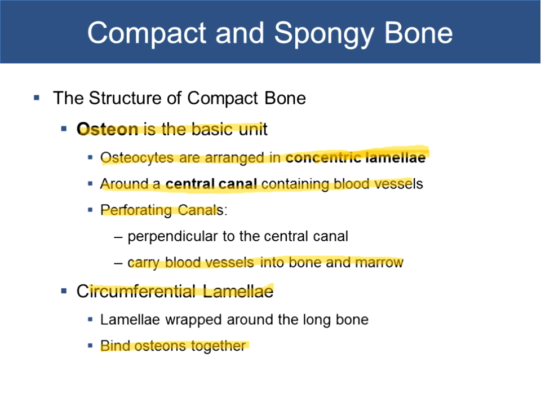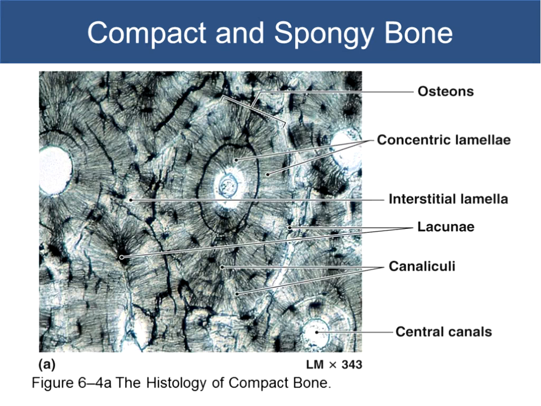And then you have what we call circumferential lamellae, which will wrap around the long bone. And the job of the circumferential lamellae is just to bind the osteons together. So for any of the lamellae, they're just binding locations where the osteons are bound together.